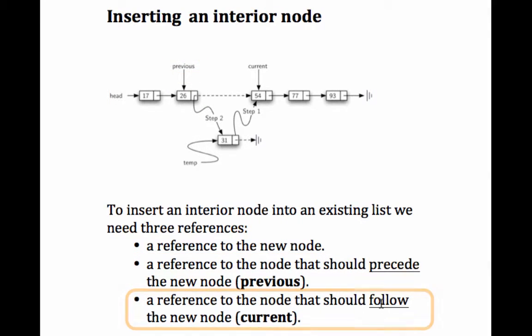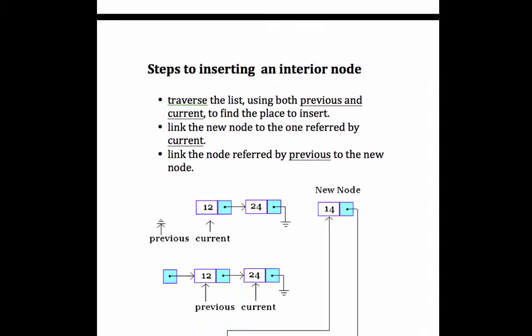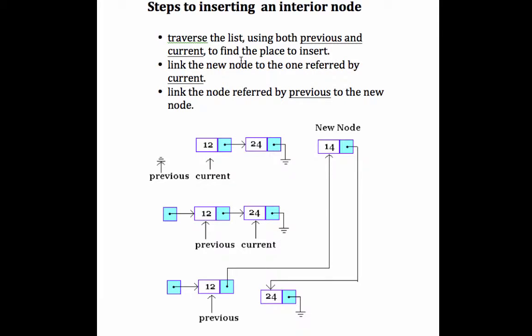And the third reference is a reference to the node that should follow the new node that we are inserting, and that normally is known as current. So in the picture, you can see that current refers to 54, and 54 is going to be the node that follows 31. So we have 3 external references that are going to be very helpful in finding and inserting the node into the list. So let's talk about the steps. The first step is to traverse the list using the references previous and current that we just described to find the place of insertion.